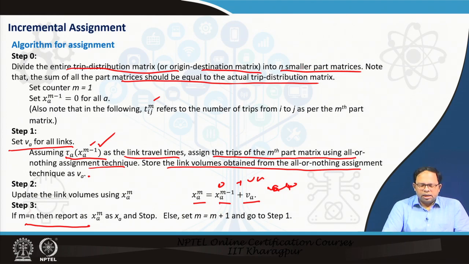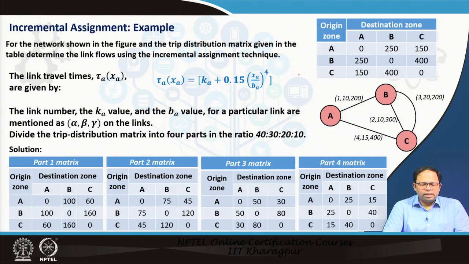Let's see this with an example. Over here we have the OD matrix: A to A, A to B, A to C, and similarly B to A, B to B, B to C. A to B and B to A are more or less the same, so both are assigned onto the network together. For the network shown in the figure, the trip distribution matrix given in the table determines the link flows, which we will first determine using the incremental assignment technique.